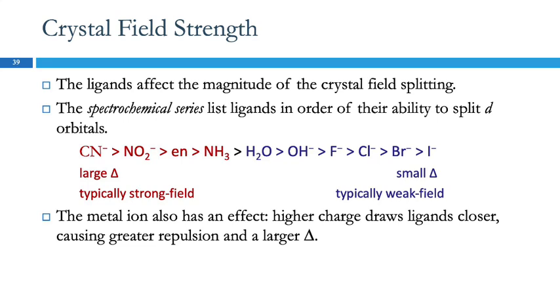Then the metal ion also has an effect. If it has a higher charge, it's going to pull the ligands in closer. And when the ligands are closer, then the repulsions are greater. So two things affect the magnitude. The charge on the metal, higher charge is going to give us more repulsion, larger crystal field. And then whether you have a strong field or a weak field ligand.